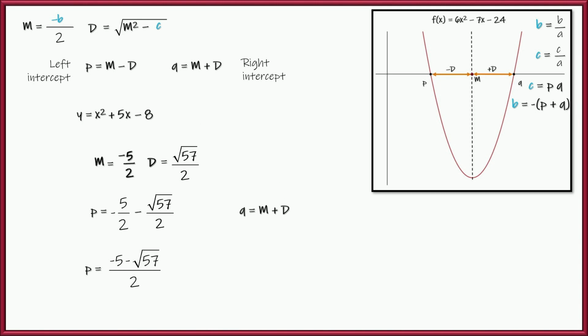We know m, we know d. Let's go ahead and plug those things in. We get -5 over 2 plus square root of 57 over 2. That's already got a common denominator, so we can just put it together. And if you've already learned the quadratic formula, you recognize it's the same answer. It's just a little quicker to get there.